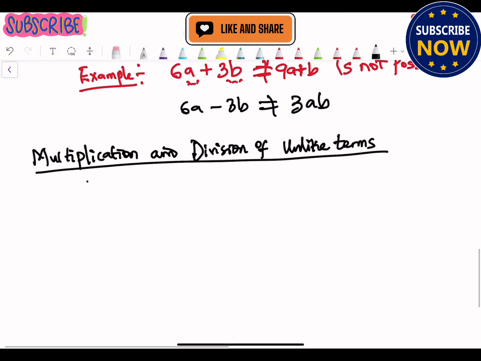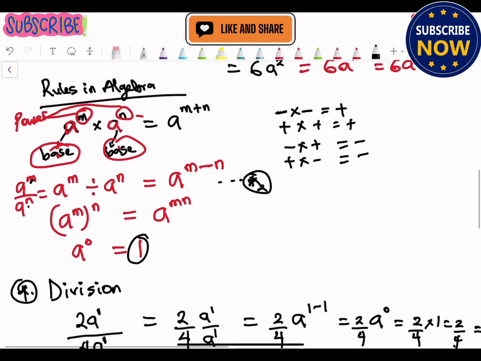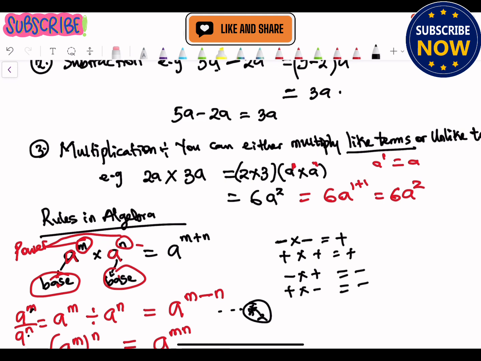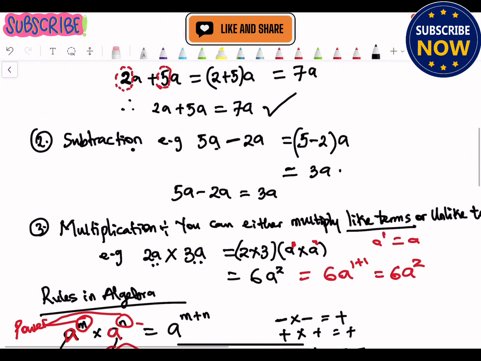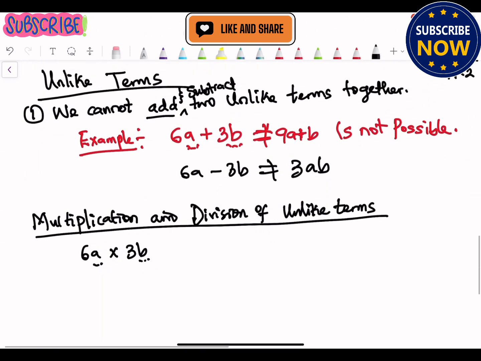For example, let's say I have 6a multiplied by 3b. I can multiply this together even though the variables are not the same. But if you look at what we did above, multiplication, even if they are like terms, you can still multiply them together. But you can only subtract and add when the variables are the same. When the variables are not the same, you cannot.